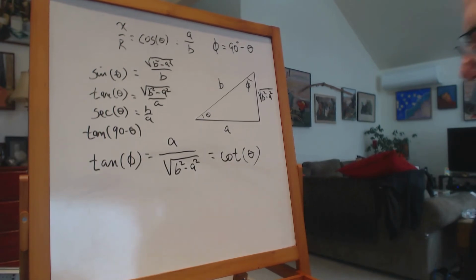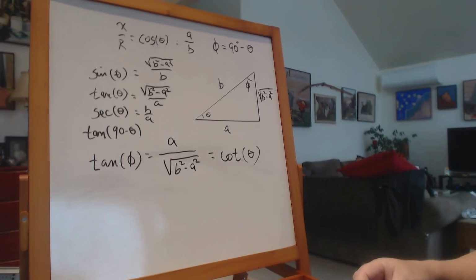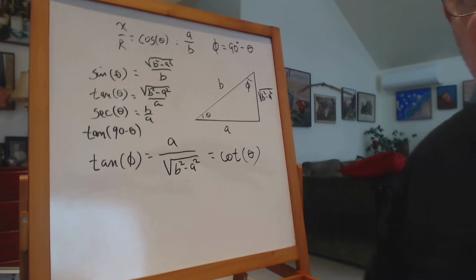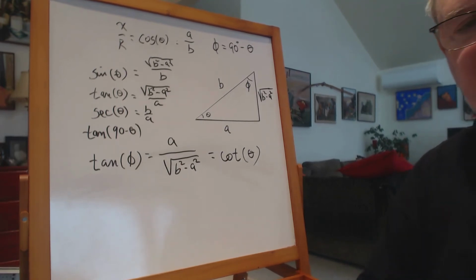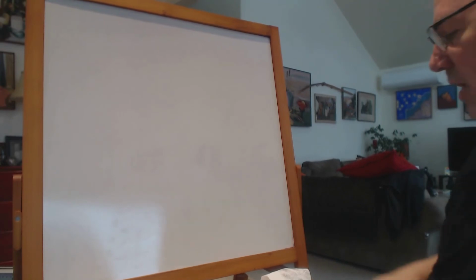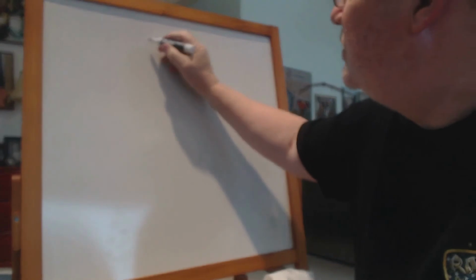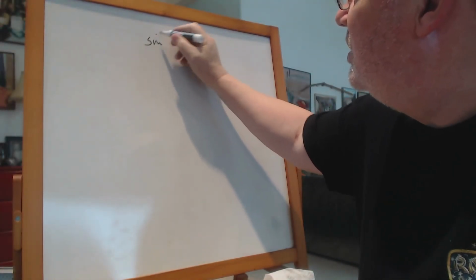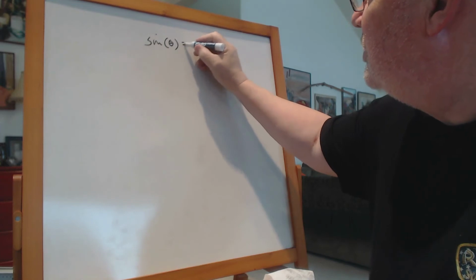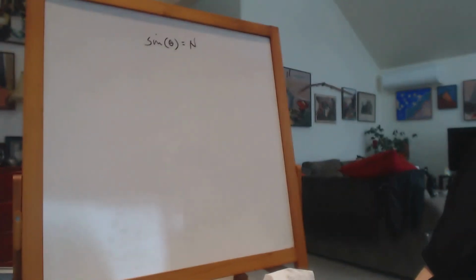So that was a pretty simple problem to work our way through using basic definitions. And here we're given another problem. If sine of theta is equal to n, what is the cosine of theta, the tangent of theta, and the sine of 90 minus theta?